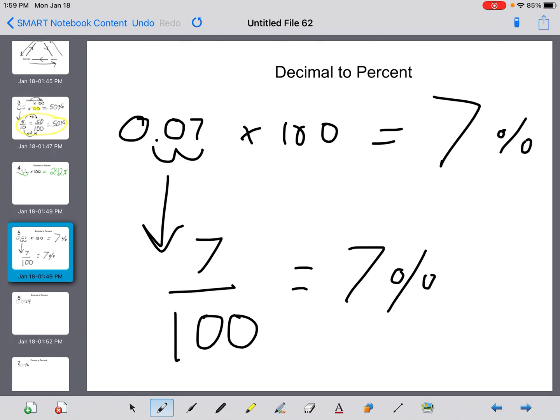Because a percent is really just saying an amount out of 100. So it doesn't matter to me which way you do it. If you go times 100 or if you like to put it in a fraction, that's fine. All right, let's take a look at one more.